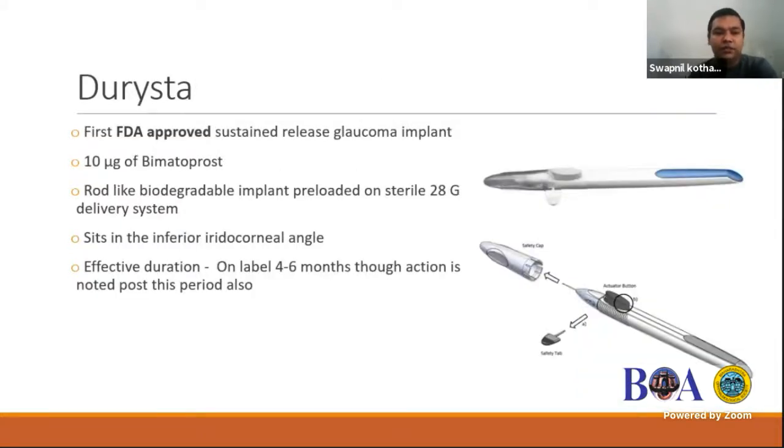Coming to the implants, this again is not available in India right now, but it is an FDA approved sustained release glaucoma implant, which carries 10 micrograms of bimatoprost, and it's a rod-like biodegradable implant available on a sterile 28 gauge delivery system. This implant is supposed to sit in the inferior iridocorneal angle, and on-label efficacy is for around 4 to 6 months, though action is being noted during the studies to last for a longer time.